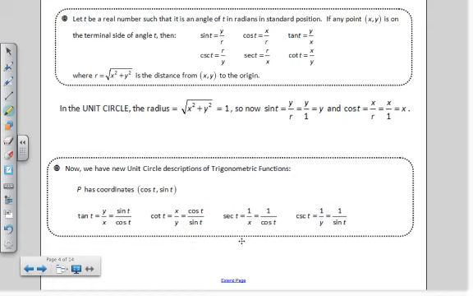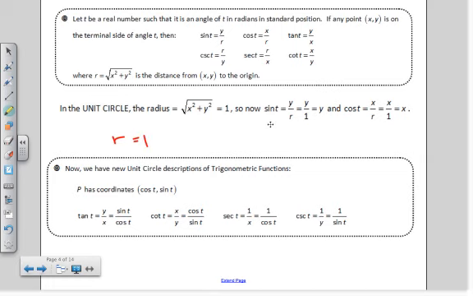Okay. So once again, here you see those wonderful ratios, and we are now going to talk about what happens when that point lies on the unit circle. Now remember, the unit circle is where the radius is 1.